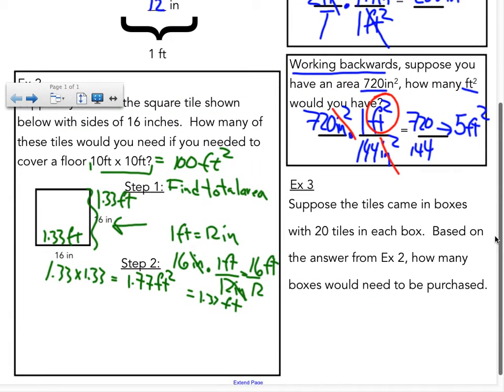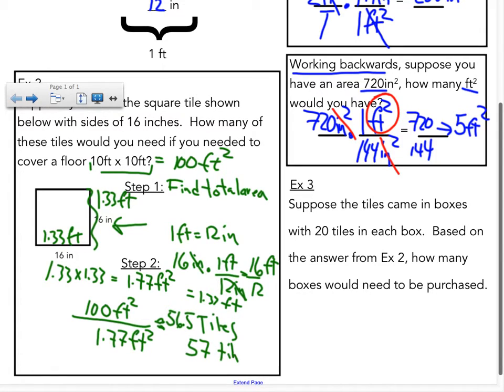I got to figure out how many of these fit into 100 square feet. Here's how to do that. You're going to take 100 feet squared, and you're going to divide it by 1.77 feet squared. Because each tile is 1.77 feet squared, so the number of times that goes into 100 is how many tiles I need. So I'm going to take 100 divided by 1.77, and I get about 56.5 tiles, so really I need 57 tiles.